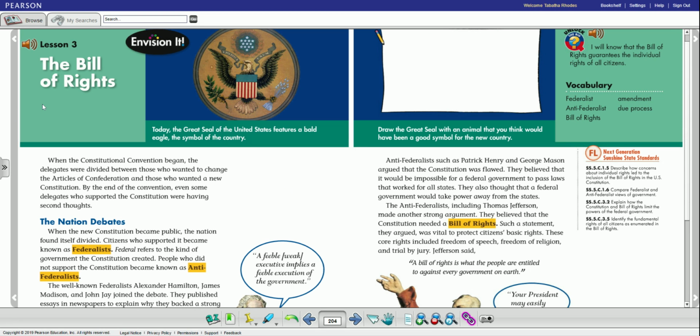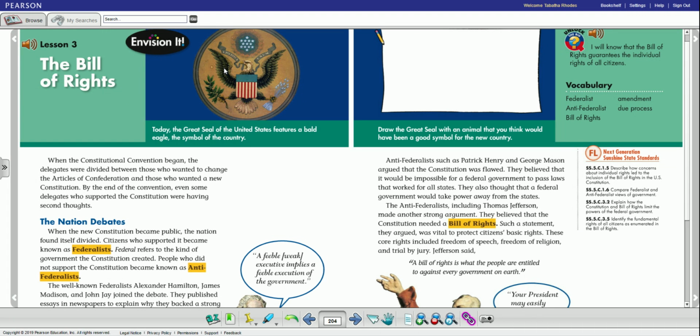Okay, so now that we've written the Constitution, Section 3 is going to talk a little bit about the Bill of Rights and why eventually that was added to the Constitution. So before you start reading, they give you here the Great Seal of the United States. You might recognize it. It's on a lot of our monuments, and I believe it's even on our dollar bills and our paper money.